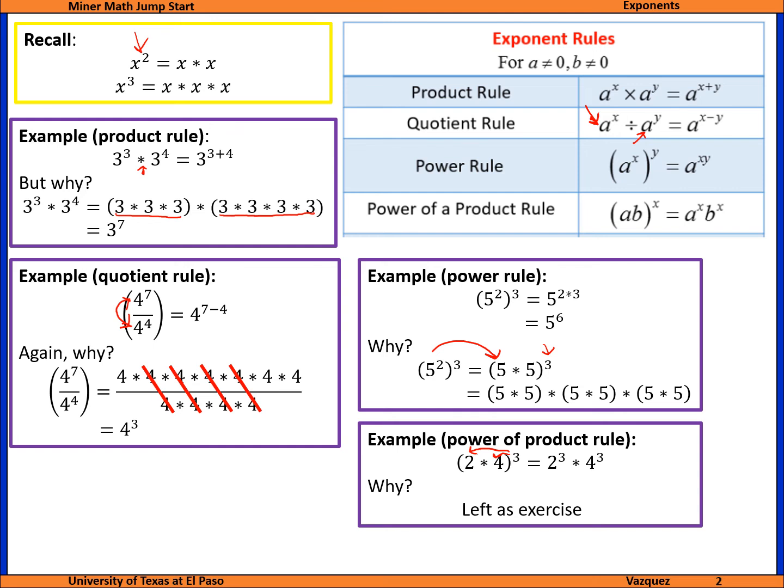If you expand it out, you'll have 2 times 4, 3 times, which will give you 2 to the power of 3 times 4 to the power of 3. So you can go ahead and try that out. But like I said, not much conceptualizing here. It's more of rules we're going over.